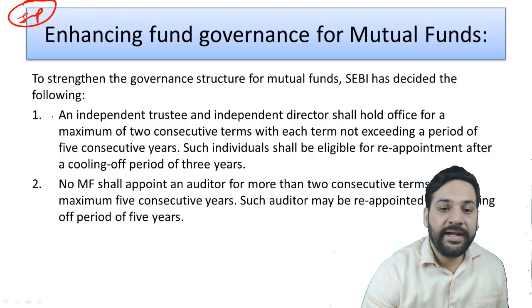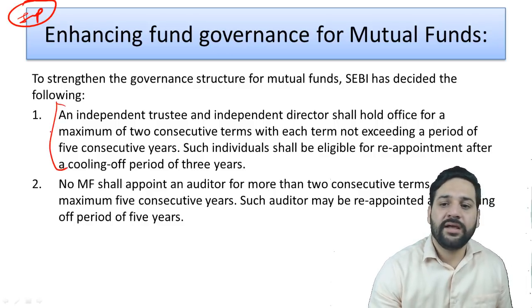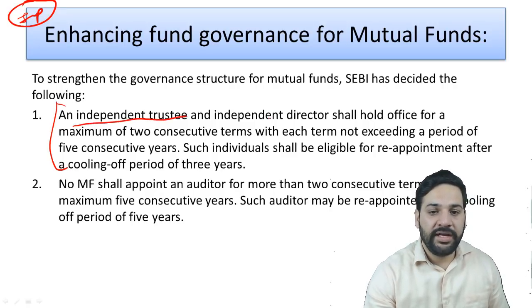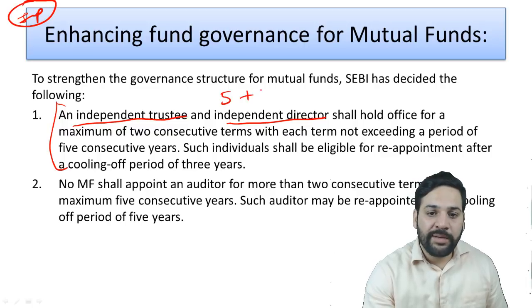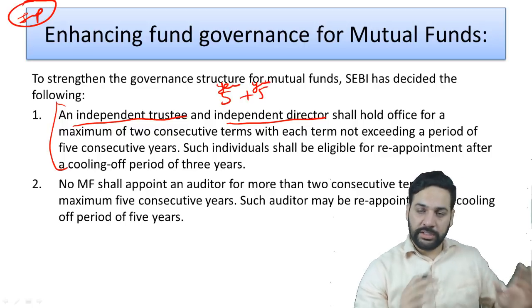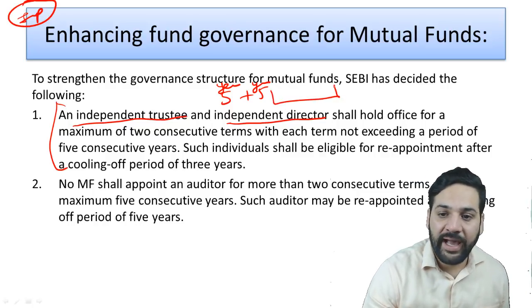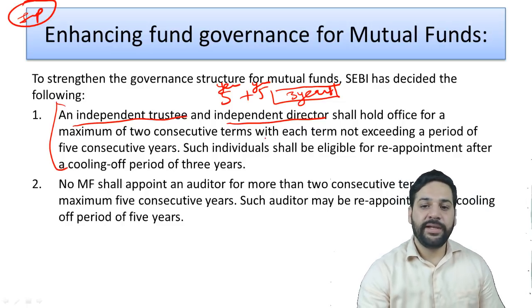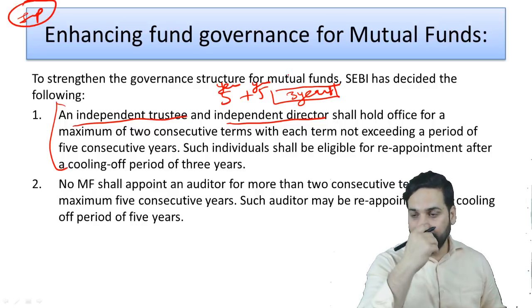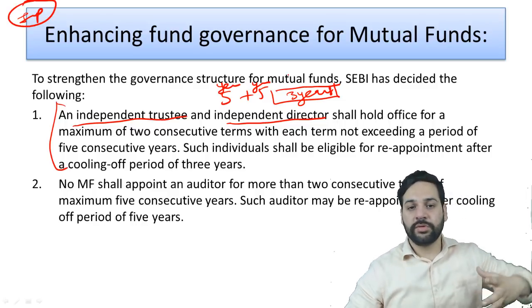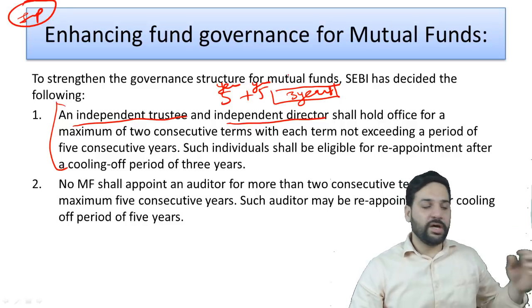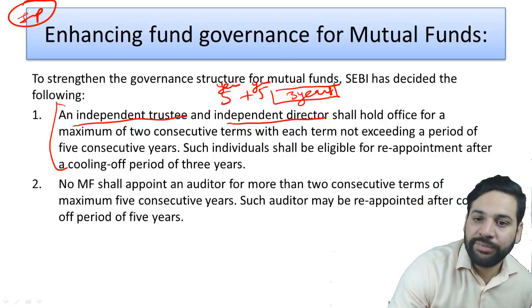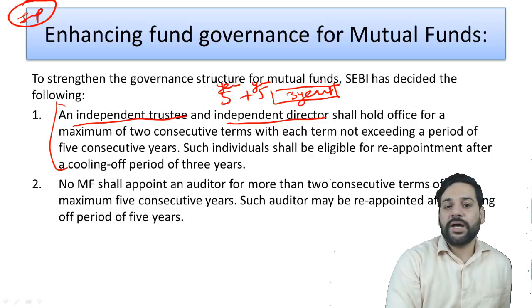So an independent trustee or director shall hold office for a maximum of 2 consecutive terms. So an independent trustee or an independent director can hold an office for 2 terms of 5 years. Then there needs to be a gap of 3 years. That is known as the cooling off period. He cannot assign an agent to take control of the AMC. So he needs to get off his position for 3 years. That is a cooling off period. Then again he can come back to the company.